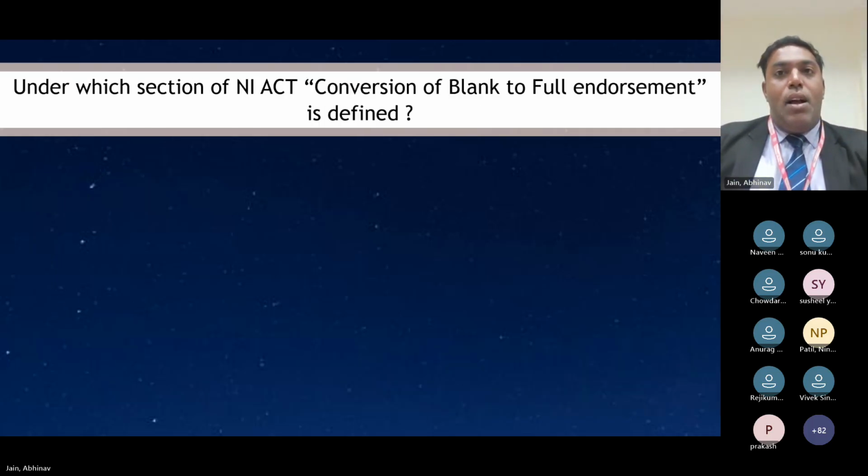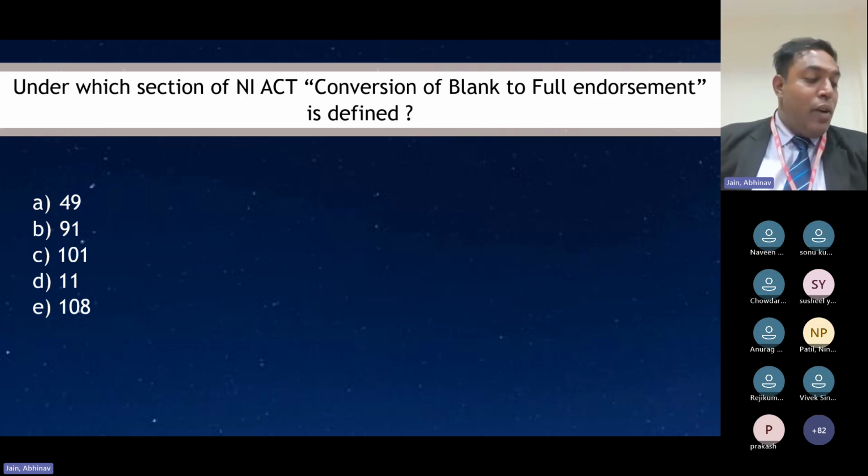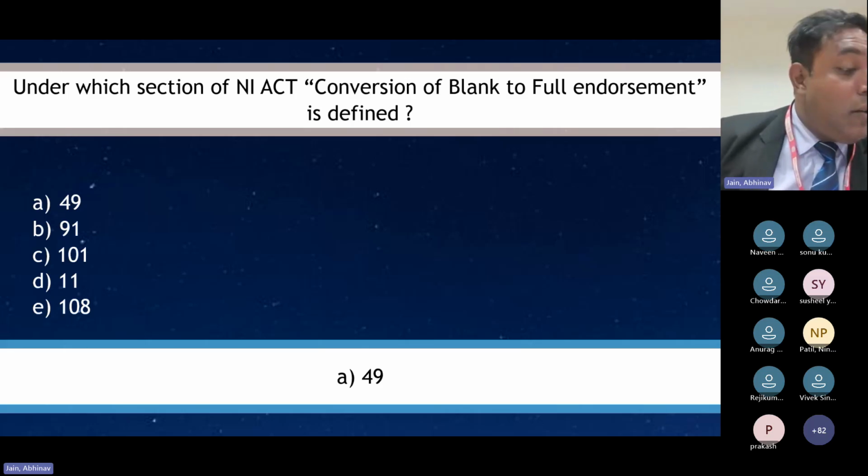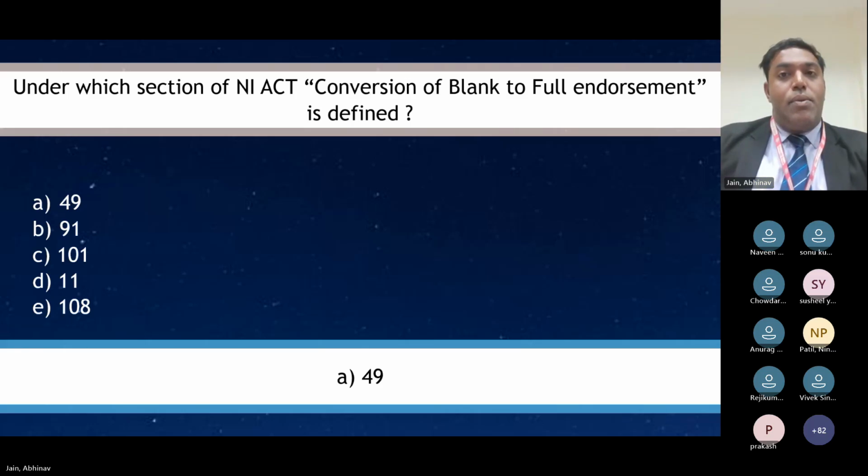Next, under which section of NI Act is conversion of blank to full endorsement defined? Suppose there is a blank endorsement. Now you want to convert it into full endorsement. Under which section is it defined? Blank to full. Blank to full is defined under Section 49. Some people are writing 47. It is not 47, it is 49. Conversion of blank to full endorsement is defined under Section 49 of NI Act.